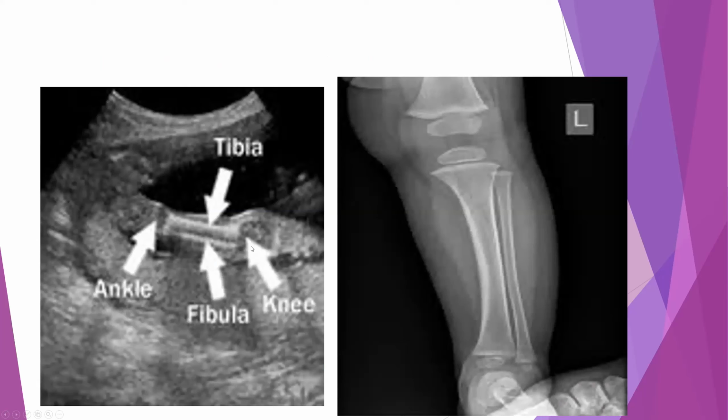This is an ultrasound of a fetus. Here we see the tibia and the fibula. This is the knee joint and the ankle joint. This X-ray shows the tibia and fibula, knee joint and the ankle joint.